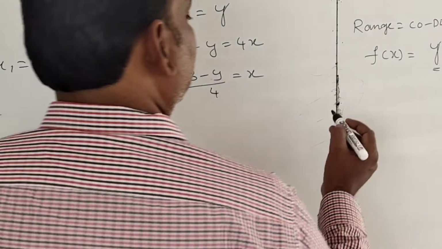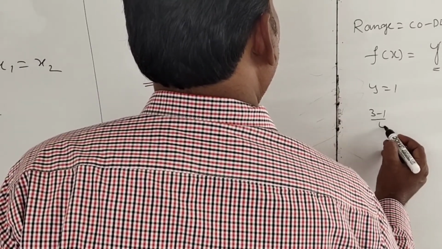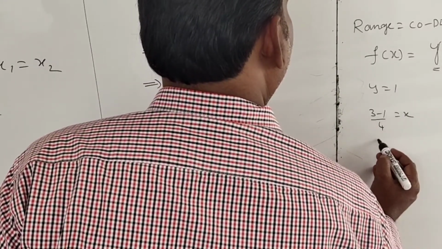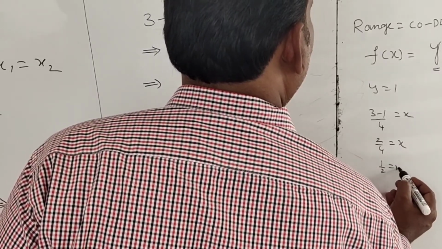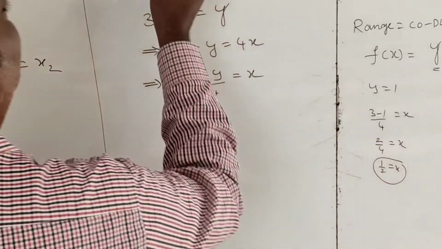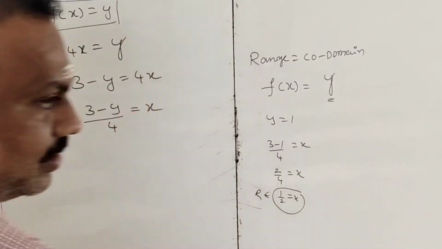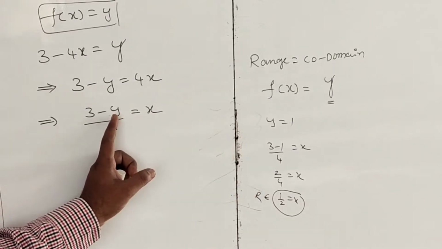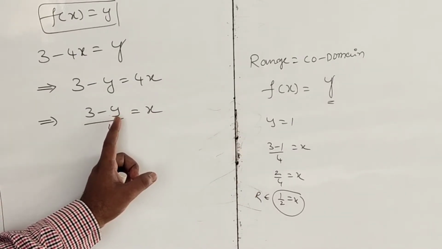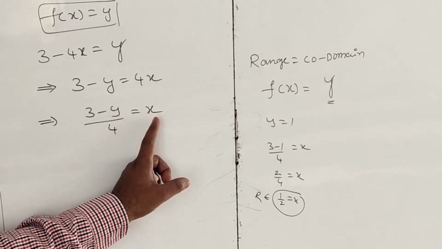Very simple, students. Let me take y is equal to 1. 3 minus 1 by 4, x is equal to. 3 minus 1 means 2 by 4, x is equal to 1 by 2. X belongs to which set? Real numbers. Does it belong to real numbers or not? Yes. Not only one, you can take any number, fraction or decimal, whatever number you take, that must exist as a pre-image in x.